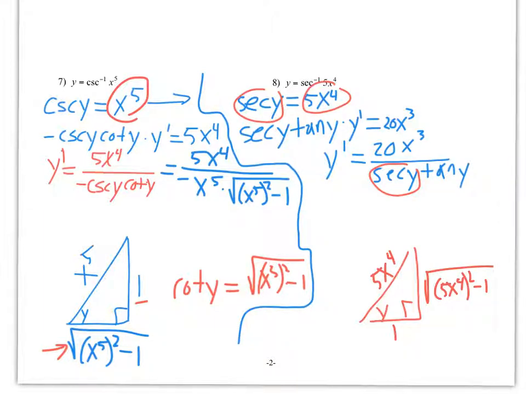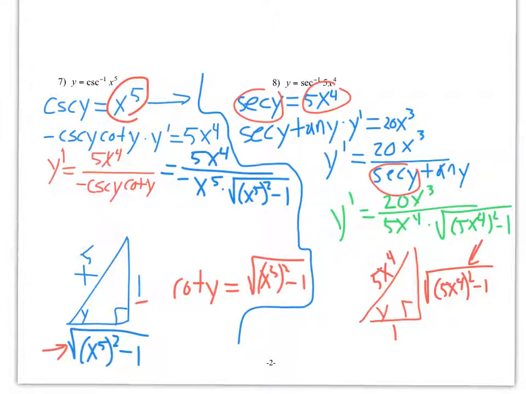Tangent is going to be opposite over adjacent, which means that this lovely square rooty thing is going to be tangent. So y prime would be 20x to the 3rd, and then we said that secant of y was 5x to the 4th, and tangent of y is the square root of 5x to the 4th squared minus 1. And that's it.